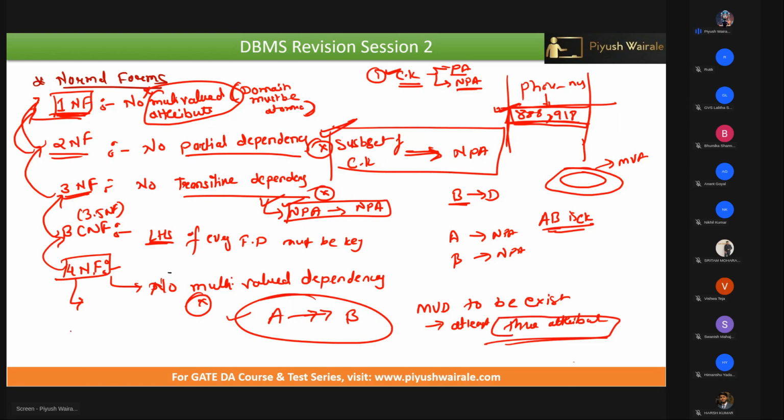If only two attributes are there in the relation, if I have a relation just having two attributes A, B, there is no need to check for any normal form. It is already in 4NF, BCNF, 3NF, 2NF, 1NF. It is in all normal forms. Any relation having just two attributes is always in 4NF. You can eliminate options by using this property. I hope the conditions are clear. Any doubt?